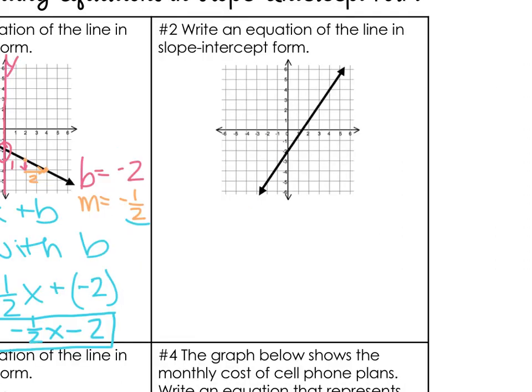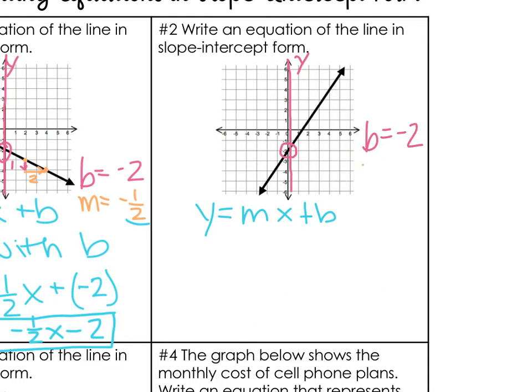All right, we're going to do another example. Again, we're going to write the equation of the line in slope-intercept form. So again, our slope-intercept is y equals mx plus b. And we're going to begin with our b. So what is our b? We're looking for where it crosses the y-axis, which is right here. And I see it's crossing right here, again, at -2.